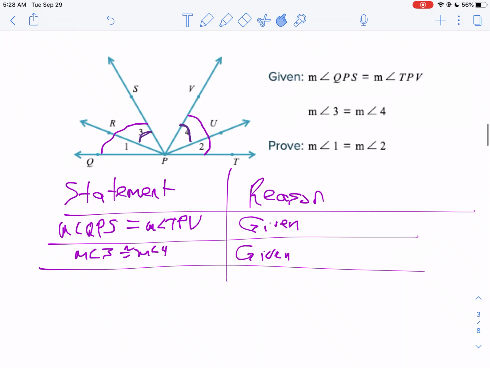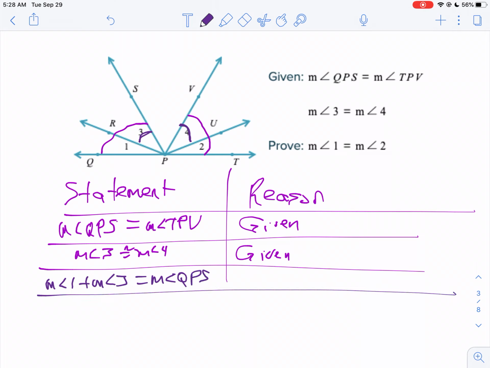So I think that's what we're going to say: the measure of angle 1 plus the measure of angle 3 equals the measure of angle QPS. Why can we say that? Well, we're adding angles, aren't we? That's the angle addition postulate.